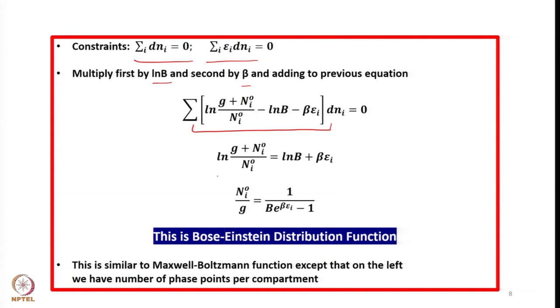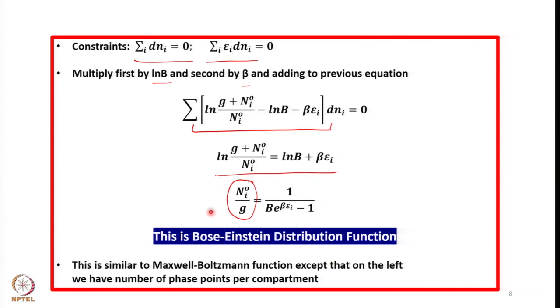Once you treat this as 0, you rearrange, you get log ((g plus ni naught) by ni naught) is equal to log b plus beta Ei, and ni naught upon g is 1 over (b exponential beta Ei minus 1). This is the Bose-Einstein distribution function. Remember, in the Bose-Einstein distribution function, you have ni naught by g, where g is the number of compartments, and b exponential beta Ei minus 1. Sometimes this 1 can also be conditionally neglected. Now, if you want to further get into this theory of Bose-Einstein distribution function, you can find out the expression for b. You can also find out the expression for beta, which will turn out to be 1 over kT.